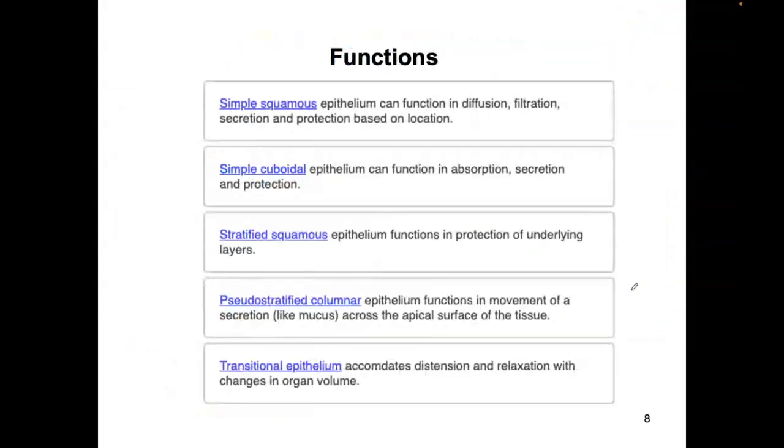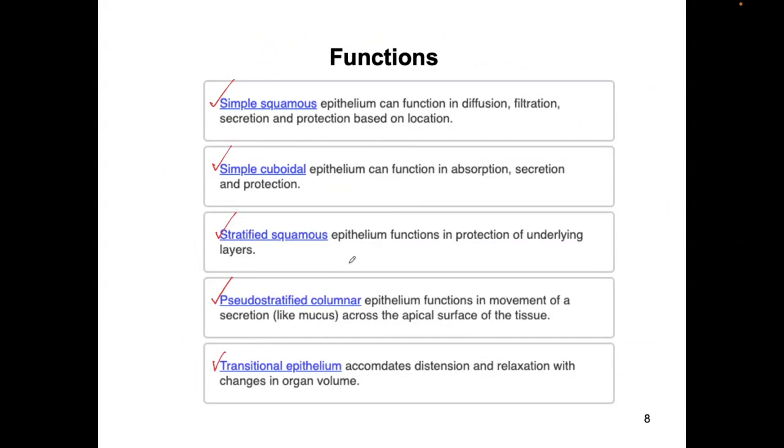Okay, so this has shown up before on some quizzes with the McGraw-Hill Connect, and it's a drag and drop, right? So we have simple squamous, simple cuboidal, stratified squamous, pseudostratified columnar, and transitional. And they want you to kind of have an idea as to where do we find it or maybe what their functions are.